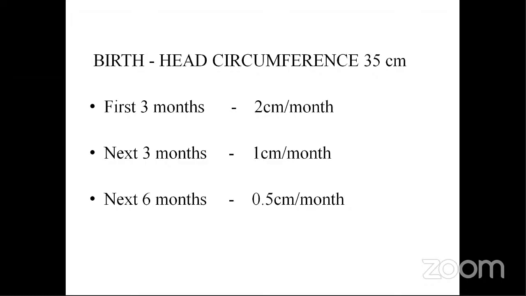At birth, head circumference is 35 centimeter. It increases at the rate of 2 centimeter per month in the first 3 months, 1 centimeter per month in the next 3 months, and 0.5 centimeter per month in the next 6 months. You can remember this much. If you know this, you can calculate the head circumference for any child at a given age. First 3 months it is 2 centimeter, next 3 months it is 1 centimeter, next 6 months it is 0.5 centimeter per month.